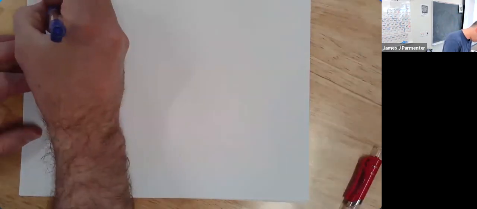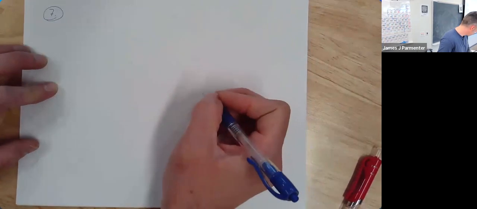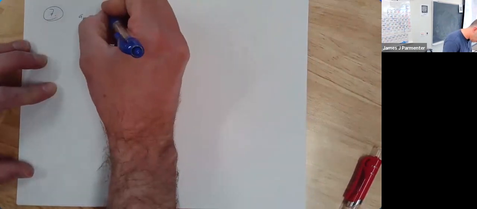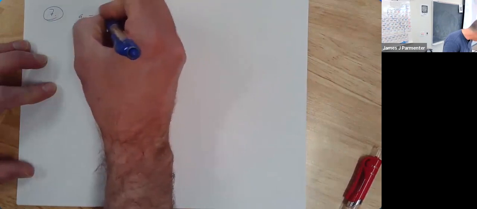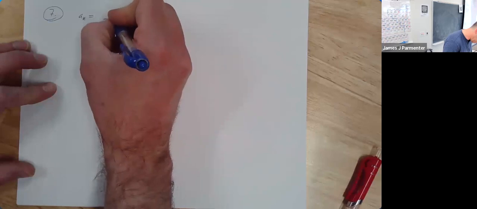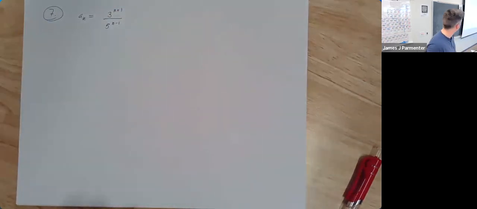All right. What time is it? Okay, we have a little bit of time. Let's look at a couple more examples. Let's look at this sequence: a sub n equal to 3 to the n plus 1 over 5 to the n minus 1.